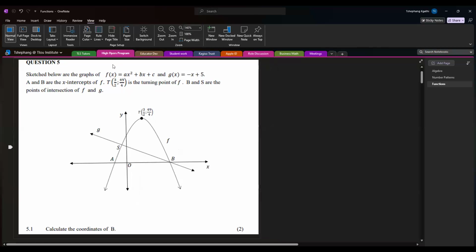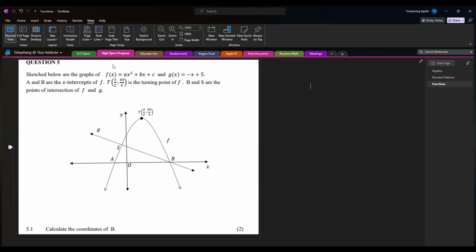So let's look at this question here. I'm hoping you guys can see on your devices there. It's question 5. It says, sketched below are the graphs of f of x is equal to ax squared plus bx plus c, and g of x equals minus x plus 5. So immediately we know we're dealing with a parabola and a straight line. Furthermore, they're saying A and B are the x-intercepts of f. T, which has coordinates 3/2 and 49/4, is the turning point of f. Furthermore, B and S are the points of intersection of f and g.